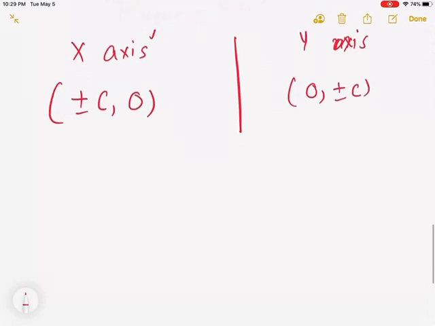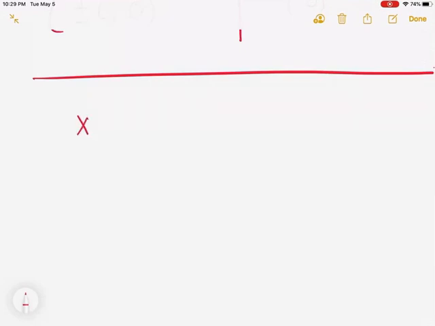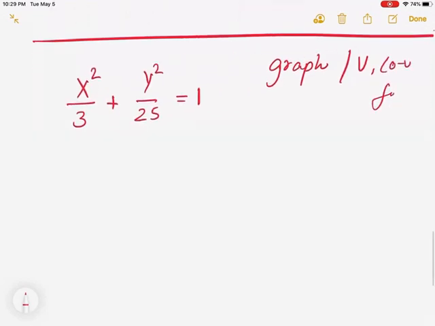Finally, let's get into an example, and I hope that will make more sense to you. This is my example: x squared over 3, plus y squared over 25, equals 1. And keep in mind, the ellipse equation is always equal to 1. If you have to graph this, you need to find the vertices, co-vertices, and foci at the end. First, just by looking at this equation, I see the bigger number is under y, so I know it's going to be more like this.